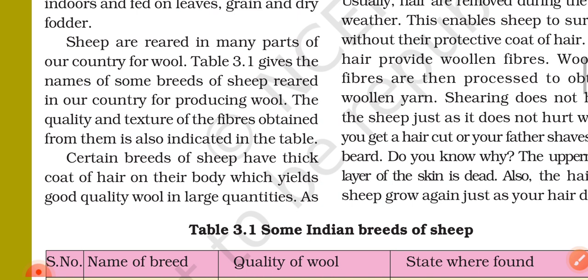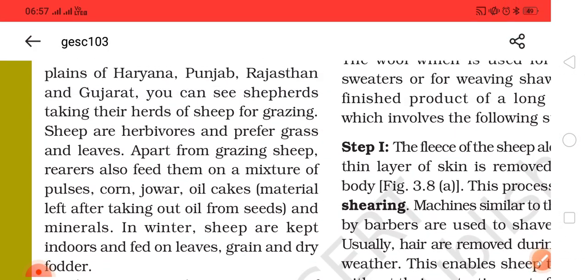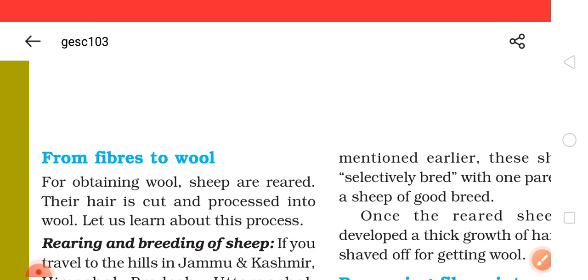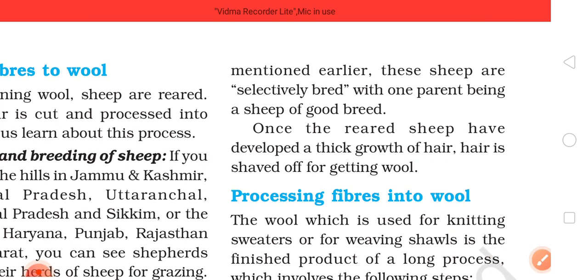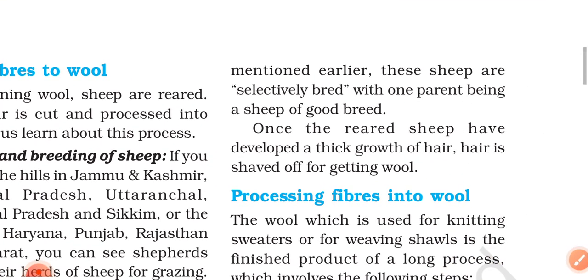Certain breeds of sheep have a thick coat of hair on their body which yields good quality wool in large quantities. As mentioned earlier, these sheep are selectively bred, with one parent being a sheep of good breed.